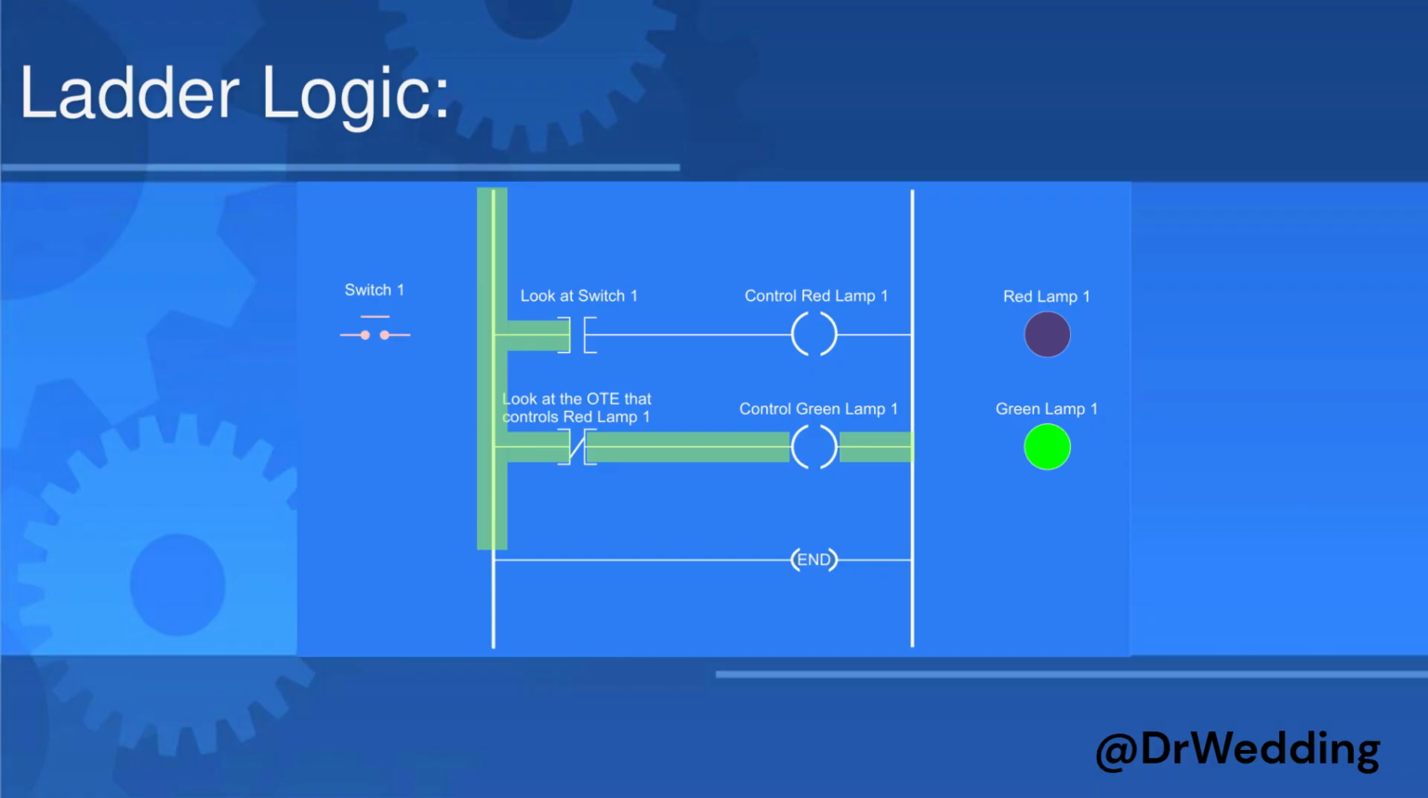In the next video, example 1 will be coded using the RS Logix 5000 software. The ladder logic will then be downloaded into a physical PLC controller and tested.